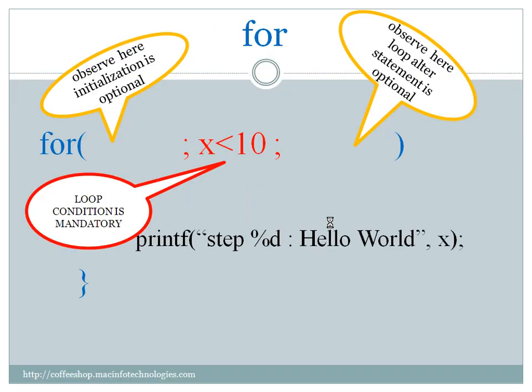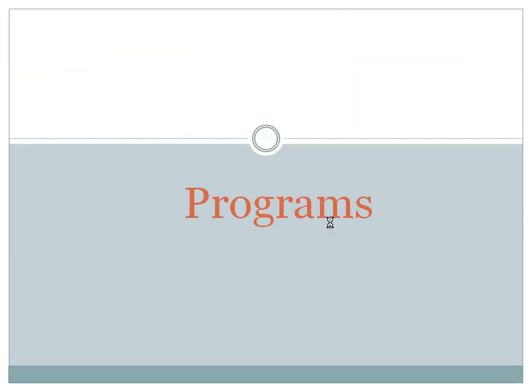So we'll see example 2. In example 2, we can see that the initialization statement is optional. You can leave it out. If you don't write an initialization statement, you get no compiler error. It's absolutely correct. You can also leave out the loop altering statement, but the loop condition statement is a mandatory field. You have to put the loop condition statement.